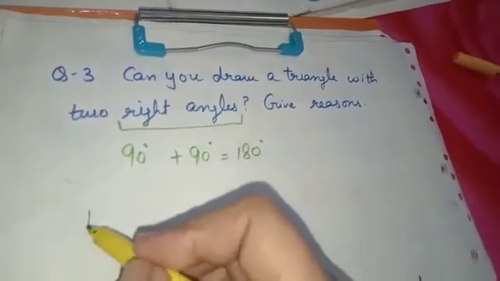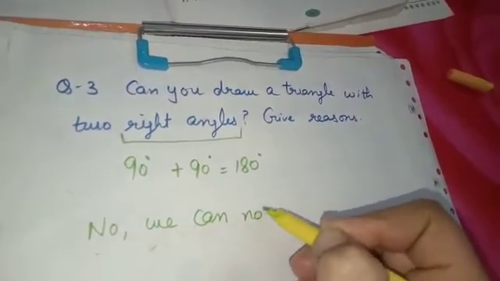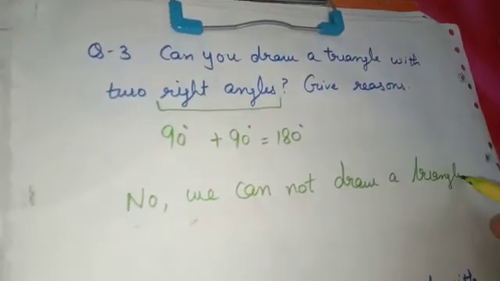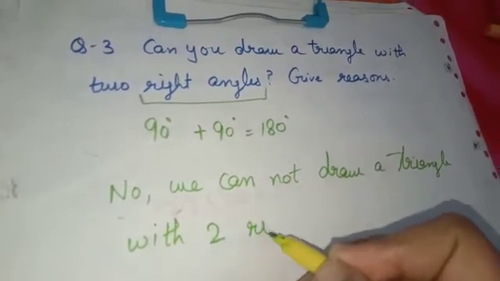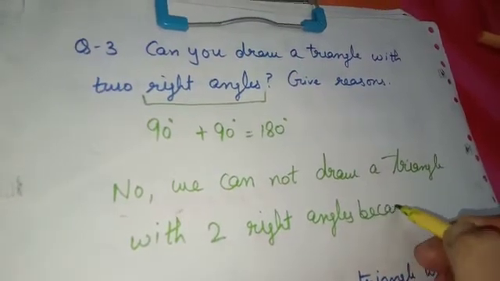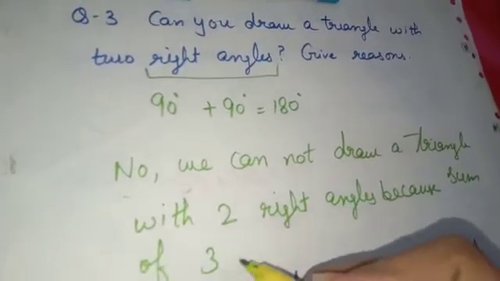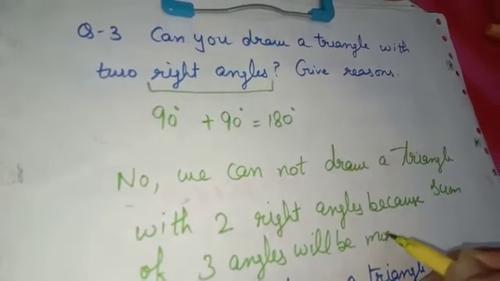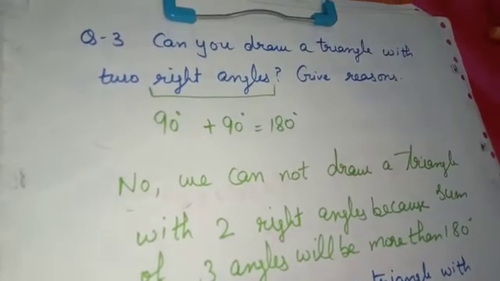So here we will write, no, we cannot draw a triangle with two right angles because the sum of three angles will be more than 180 degrees. Okay, come to the next question.